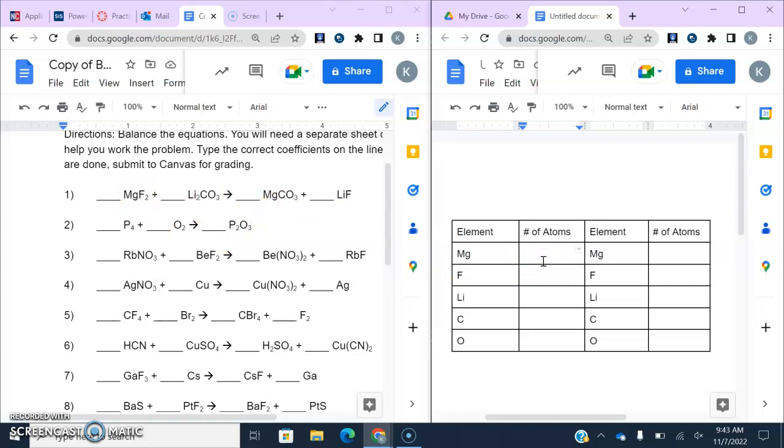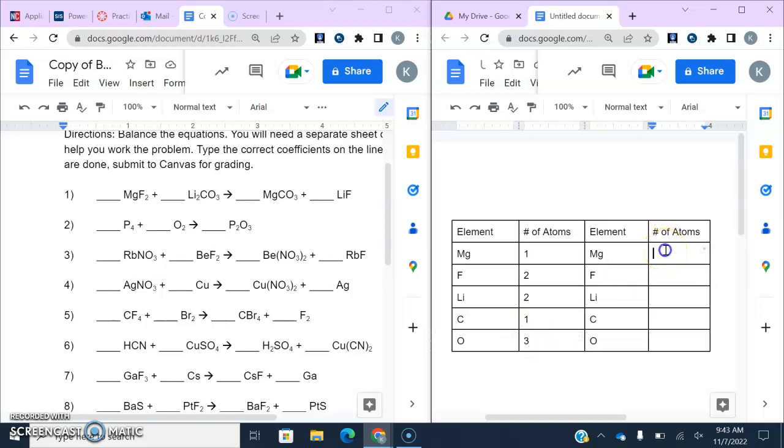This is why counting atoms is so important. We have to be able to tell how many are in each compound in the equation. Okay? Magnesium, he has no subscript, so he's 1. Because if there's no subscript, we're just assuming it's 1. Fluorine has a 2 subscript on the left, so he's 2. Lithium has that 2 subscript, 2. Carbon has no subscript, so it's 1. And then oxygen has a 3 subscript, so it's 3.